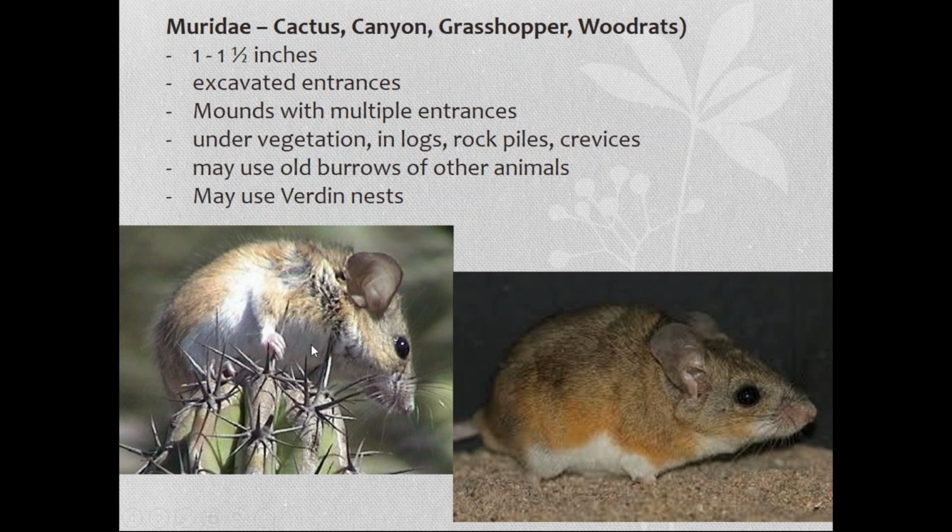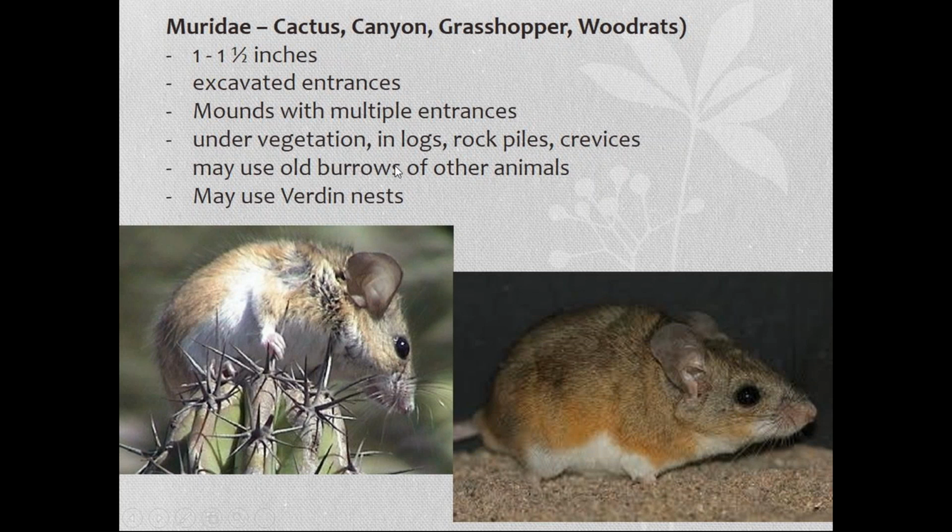But if you're going outside and you're looking around and you see a hole that's maybe about 1 to 1.5 inches round, kind of goes down into the ground, it's probably a mouse. The size and shape of a mouse. They're very small, 1.5 inches for these smaller Miridae, cactus and canyon mice. They may have multiple entrances, very often near vegetation.